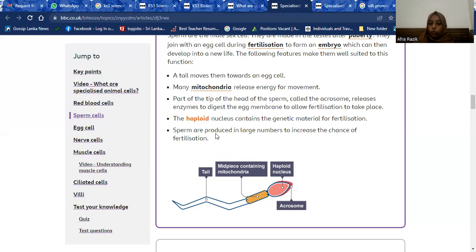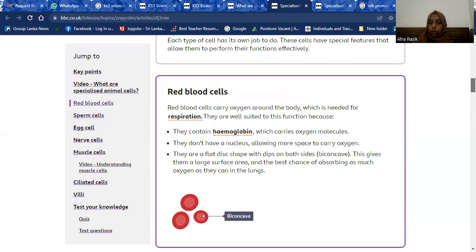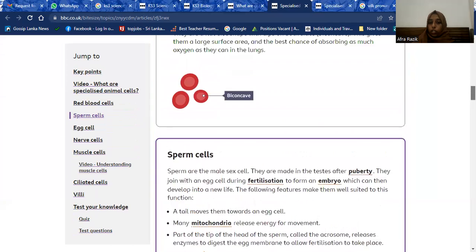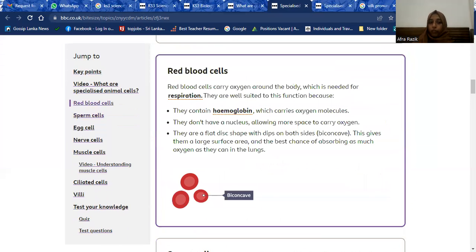Okay, students. For today, we have learned about two cells, right? Those are the red blood cells and the sperm cell. When you talk about the structure of red blood cells, there's no nucleus, they contain hemoglobin, and have a flat disc shape with dips in both sides, or biconcave. So these are the structures.